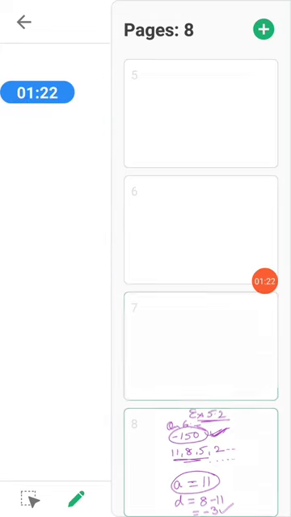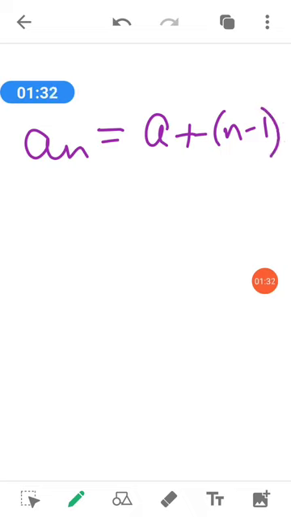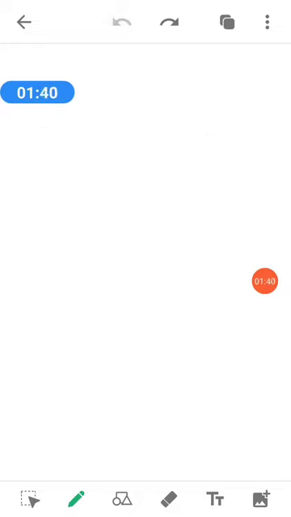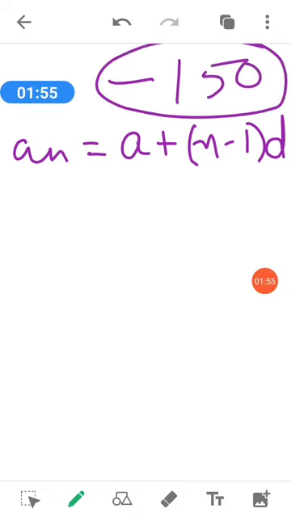So what we'll do, we'll put the formula for AN. AN is A plus N minus 1 into D. Let me write it again. AN equals to A plus N minus 1 into D. But we have to check whether minus 150 is a term of this AP or not. So we'll take that.